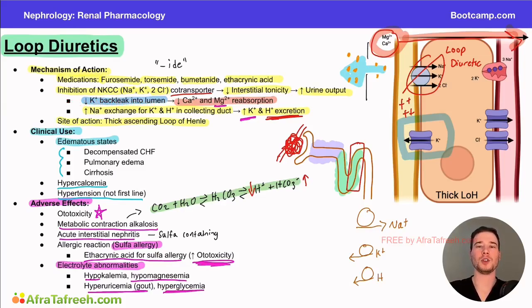The pancreatic beta cells ultimately release insulin. Insulin then takes up the glucose into cells. But in these types of patients who are on loop diuretics, we basically deplete their potassium. We decrease their potassium system.